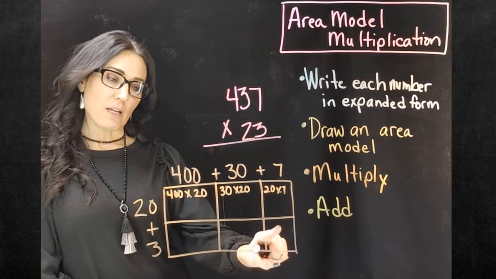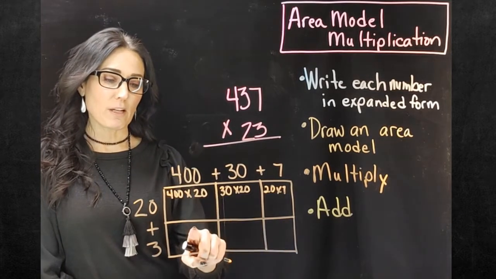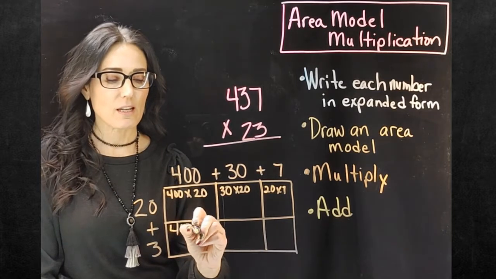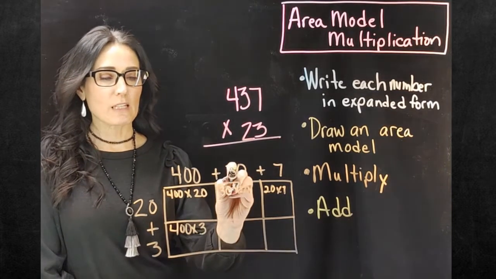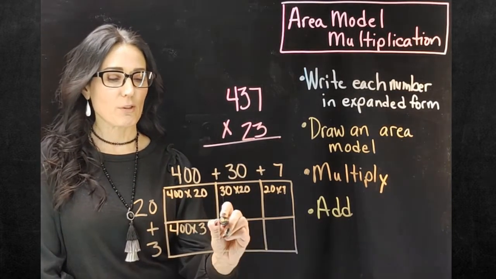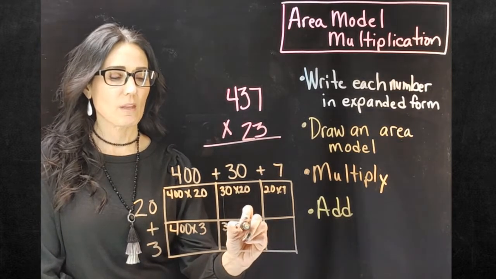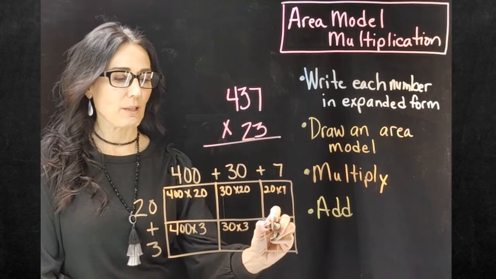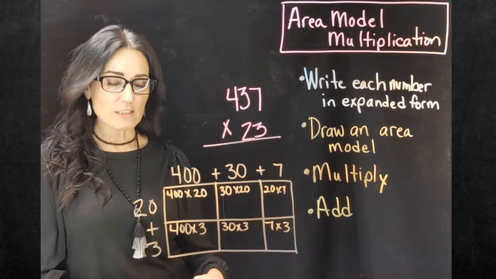Now let's go to the bottom row, where we're going to take 400 times 3. Then we're going to take 30 times 3. And lastly, we're going to take 7 times 3. All right, so let's go ahead and do these.